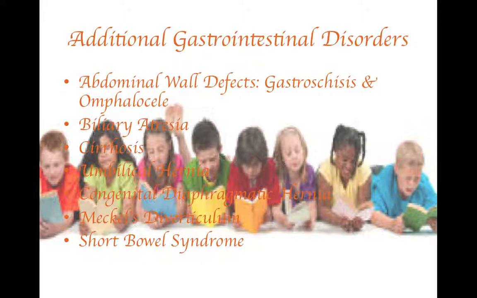diaphragmatic hernia, or CDH. This involves herniation of the abdominal contents through a defect in the diaphragm into the chest cavity and usually develops on the left side. Separation of the developing thoracic and abdominal cavities is accomplished during the 8th week of gestation by closure of the pleuroperitoneal canal. CDH occurs when this canal fails to close.